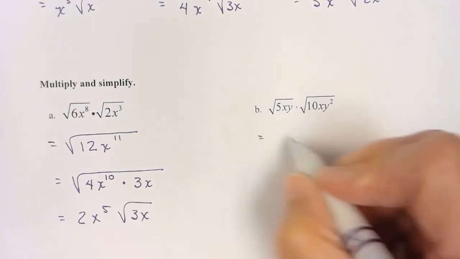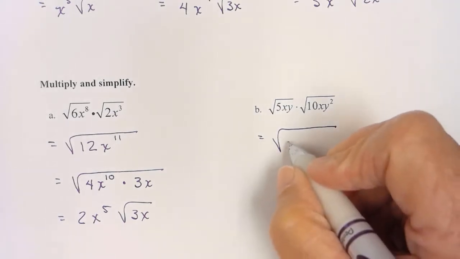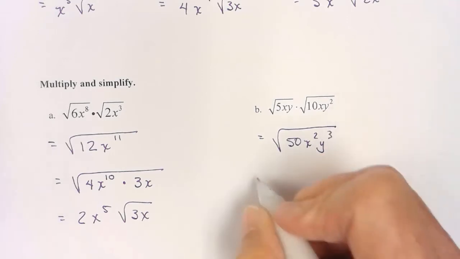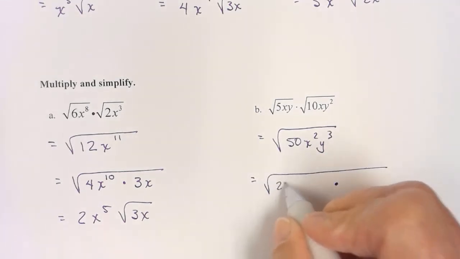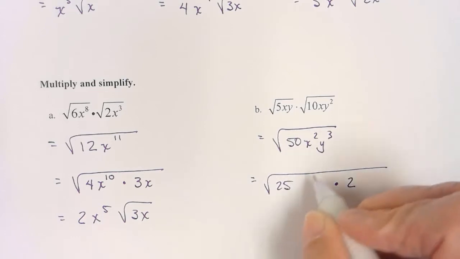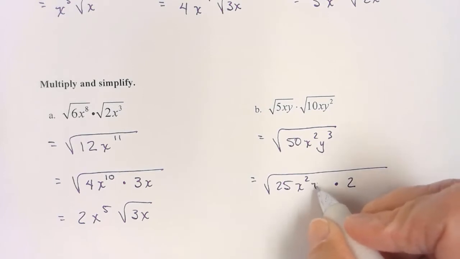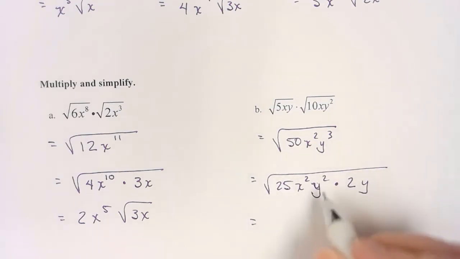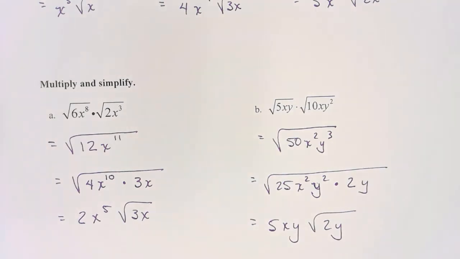Let me try this one. Won't you try this one? Pause me. So in front of my dot, let me see, I'm going to have a 25 there, 2 back here. All of x squared, that's odd, so I need to pull 1 away from it. So square root of all that, that would be a 5xy, and the square root of 2y is left.